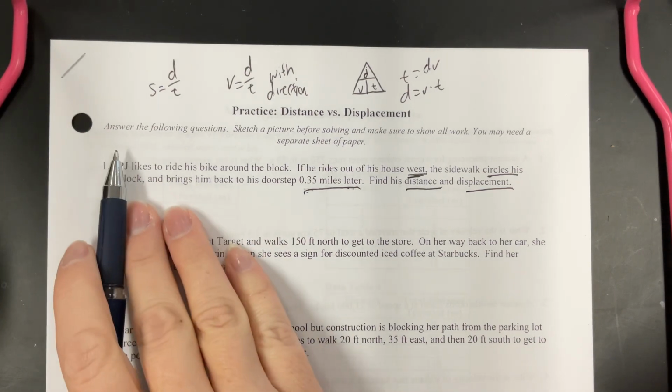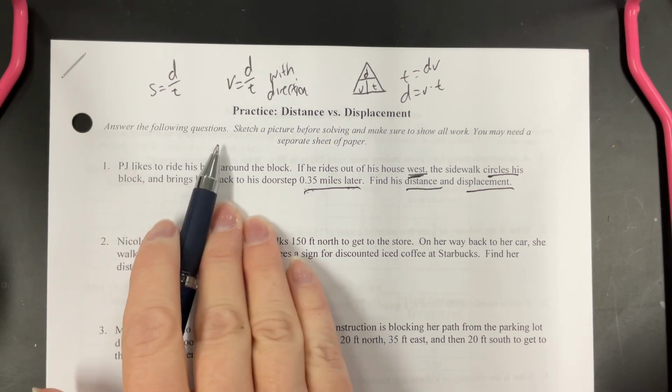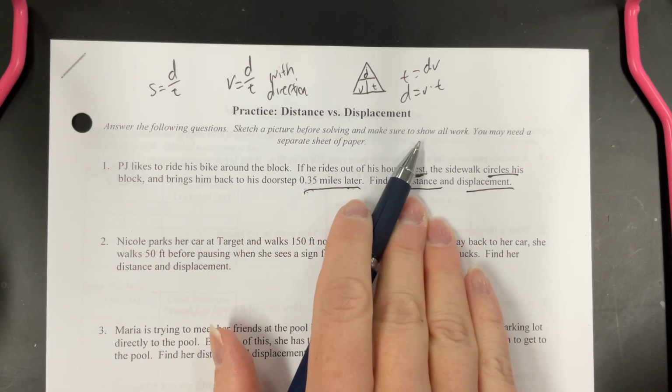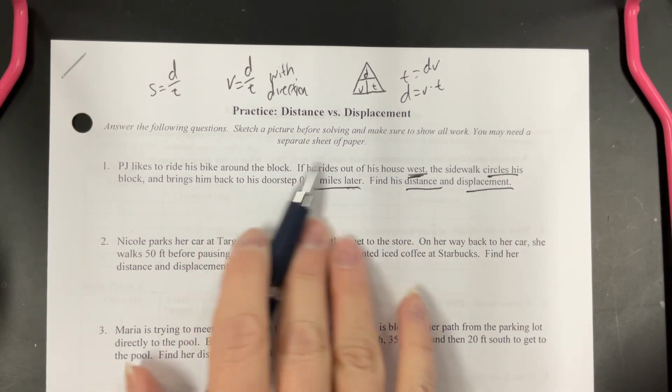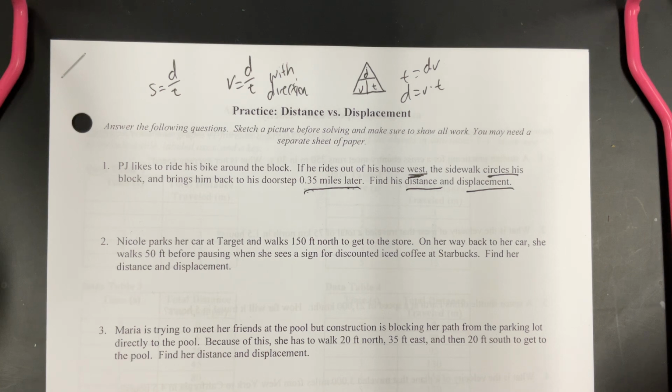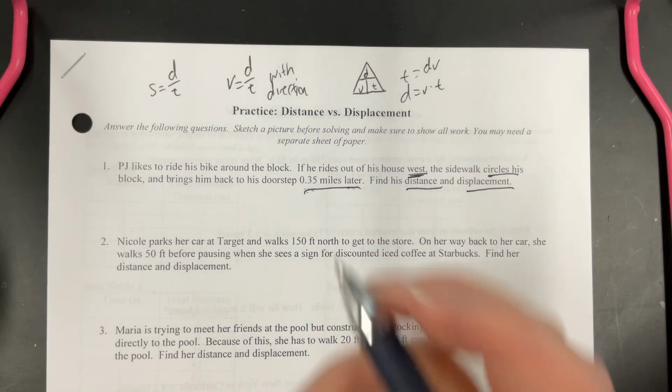And the instructions, I should have read the instructions first. It says, answer the following questions, sketch a picture before solving, and make sure to show all work. You may need a separate sheet of paper. Okay, so if I were to sketch a picture of this, and anytime you're not sure what's happening, you should always sketch a picture, but if it tells you to, you definitely should.